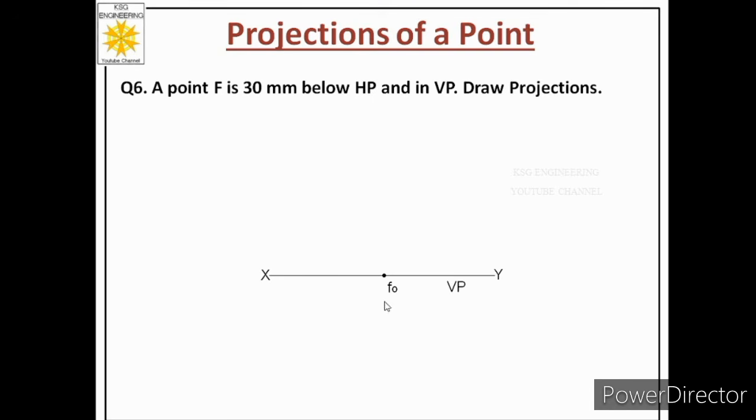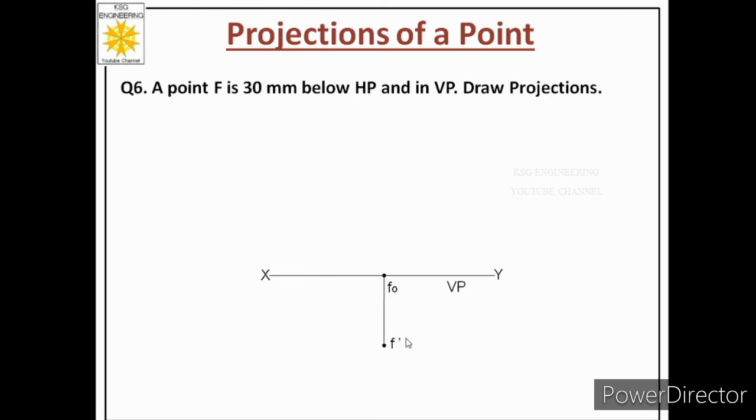So we will align our scale with this reference point in a vertical position and from the reference point we will draw a continuous thin line of 30 millimeters and we will make the end of that line bold and that would be called the front view of point capital F and we denote the front view by small letter f single dash.